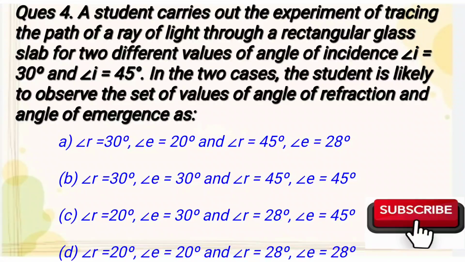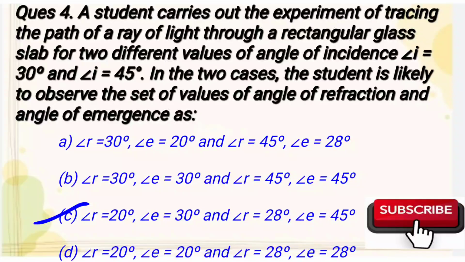A student carries out the experiment of tracing the path of the ray of light through a rectangular glass slab for two different values of angle of incidence. The values are 30 degree and 45 degree. In the two cases, the student is likely to observe the set of values of angle of refraction and angle of emergence as option C, angle of refraction 20 degree and 28 degree, and angle of emergence 30 degree and 45 degree is the correct option.